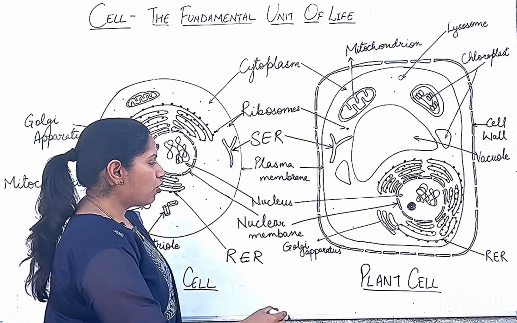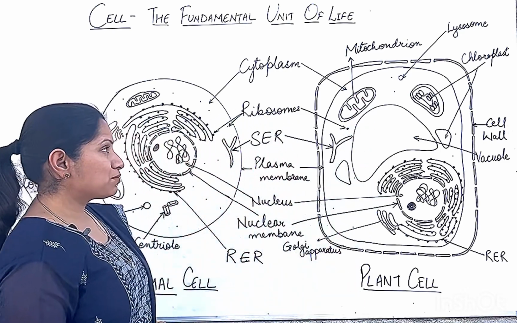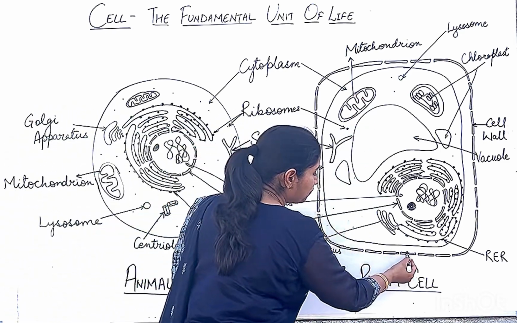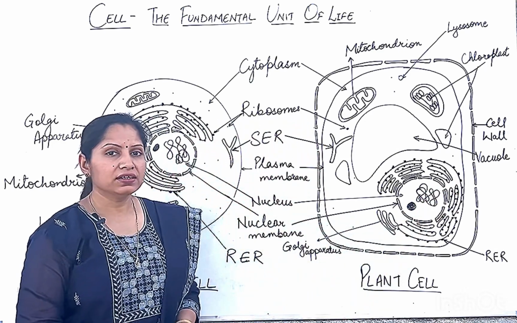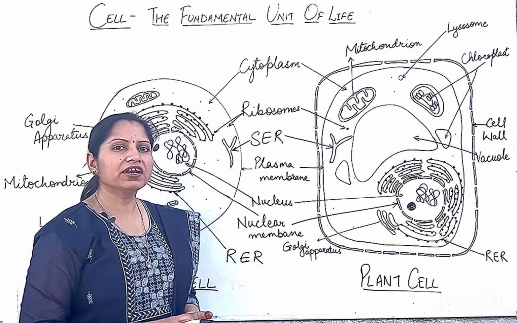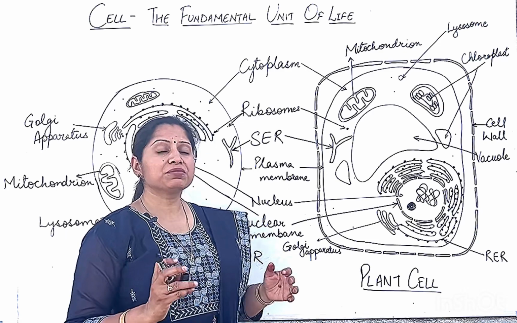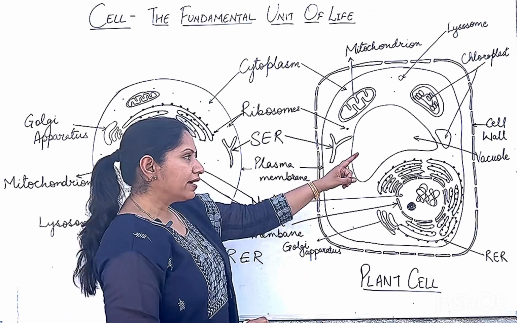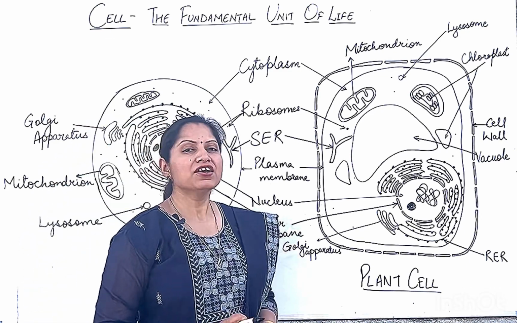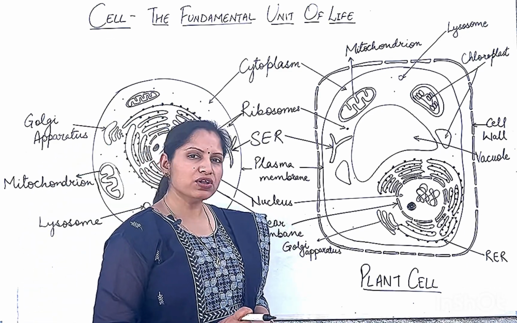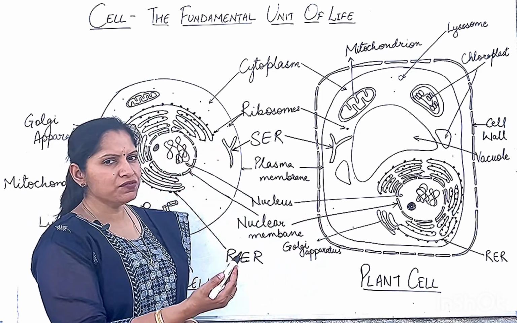A plant cell also has the plasma membrane, but apart from the plasma membrane, there is an additional outermost covering, that is the cell wall. The cell wall gives further support and strength and helps a plant cell maintain a fixed shape. So that is present only in a plant cell. Apart from plants, fungi and some bacteria also have a cell wall. This cell wall in plants is made up of cellulose.